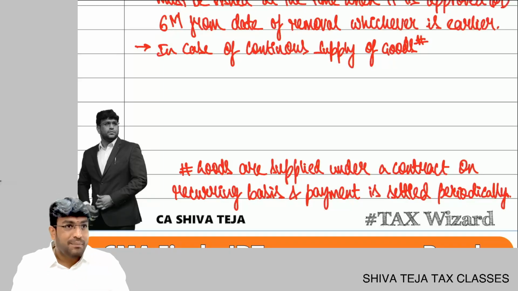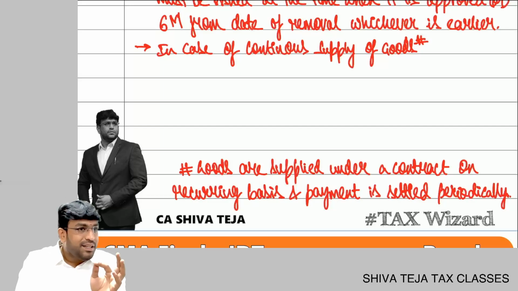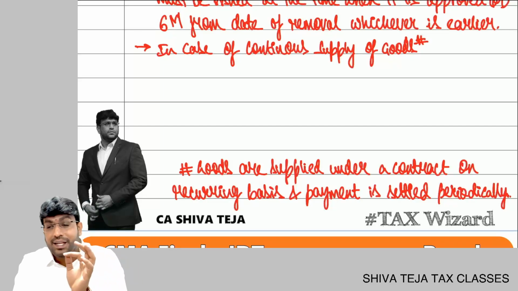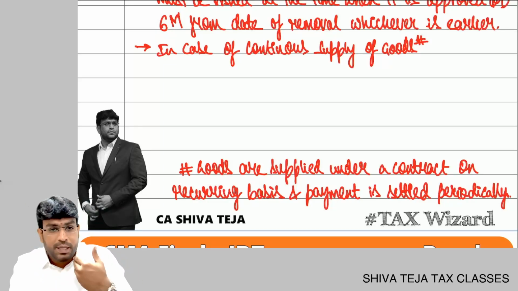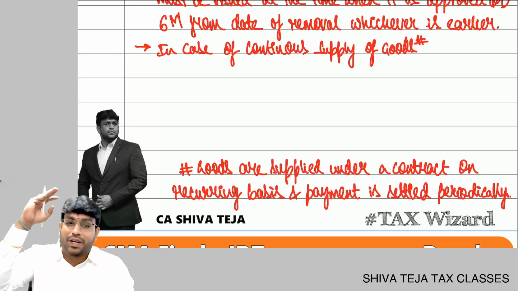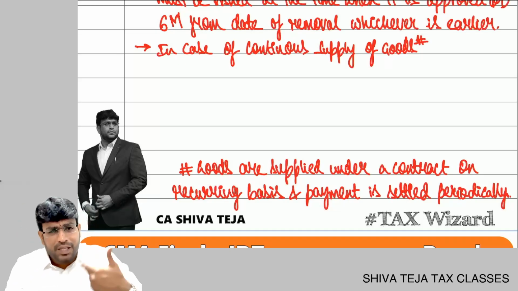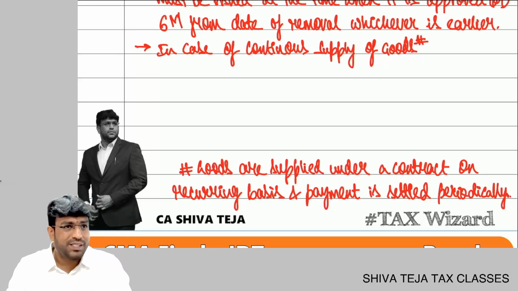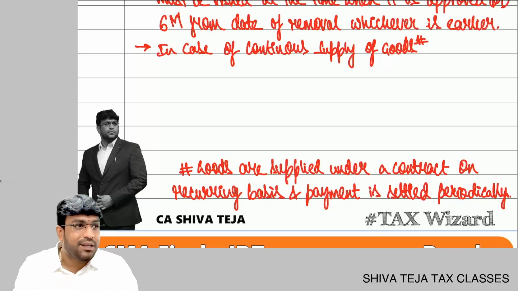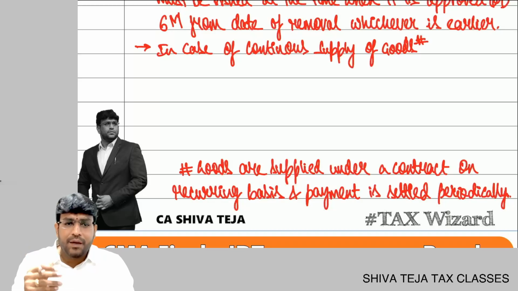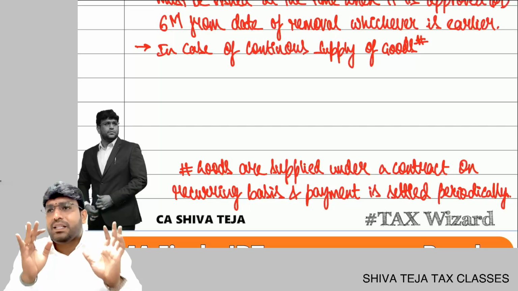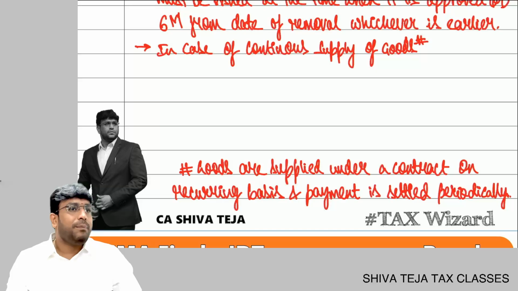I'll give a classic example. Let's say there is one cement dealer. The cement dealer has a contract with one construction company to keep on supplying cement till the end of construction of the building. For every bag he sends, he will not ask for payment. There is a clear contract: you keep supplying cement, every 15 days or every month we will sit and settle the payment.